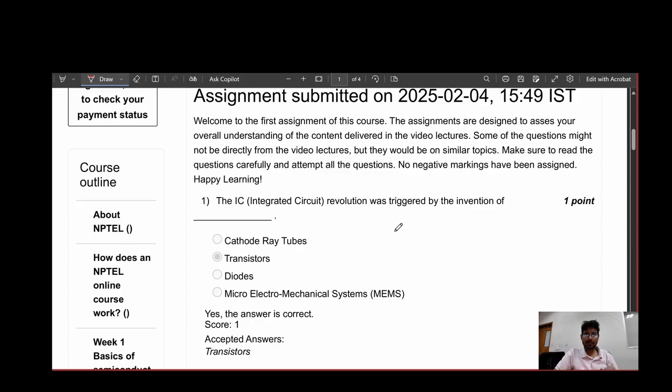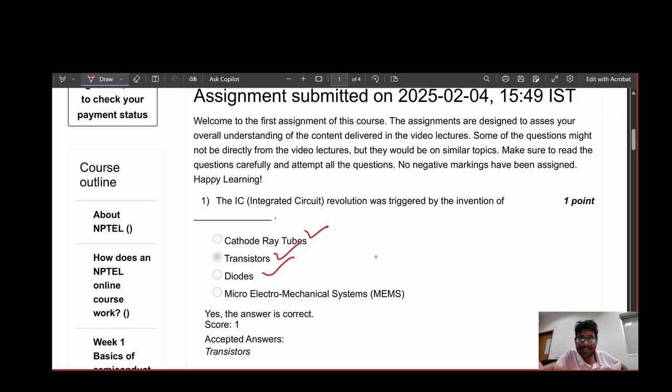Question number one says that the IC, integrated circuit, revolution was triggered by the invention of. There are certain things like cathode ray tubes, transistors, diodes, and let us see one by one. What are cathode ray tubes? If you have seen the big TVs at your homes, the function of these TVs is based on cathode ray tubes.